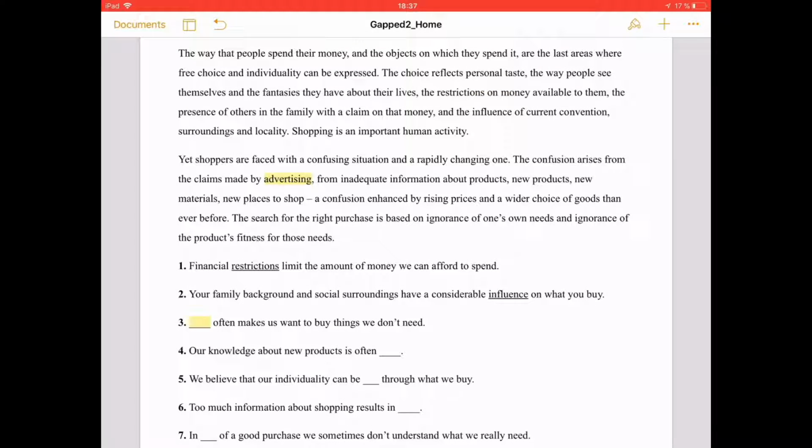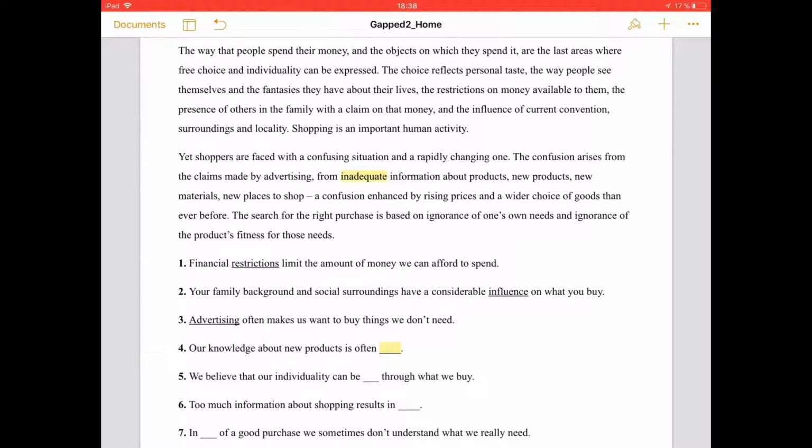The third. Gap often makes us want to buy things we don't need. What makes us buy things we don't need? Commercials, ads, adverts, or advertising in general. And we have this word in the text. Advertising often makes us want to buy things we don't need.